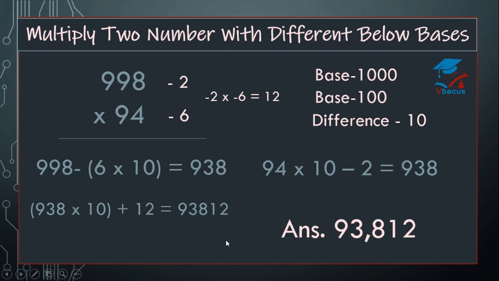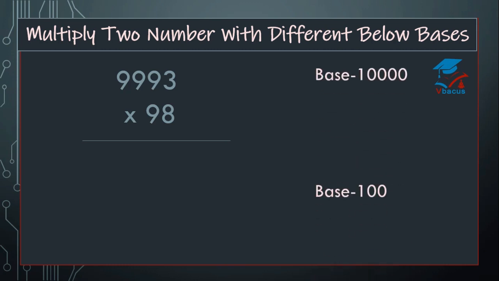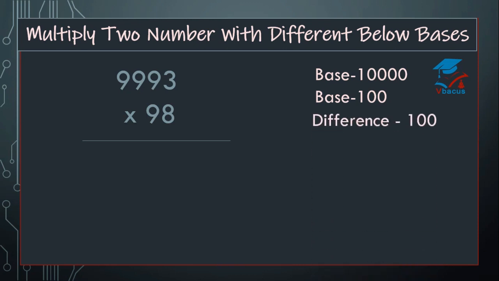Let us go to the next sum. 9,993 times 98. 9,993 is near base 10,000. 98 is near base 100. 9,993 and the difference of bases is 100. Now, 9,993 is 7 less than 10,000. 98 is 2 less than 100.